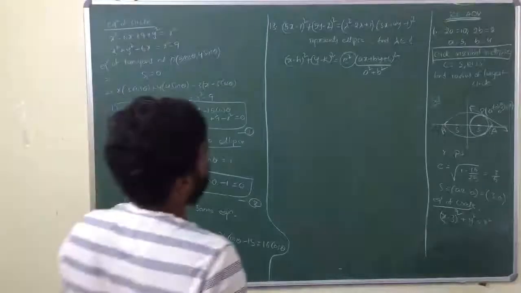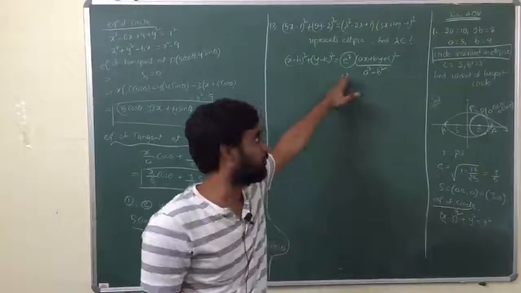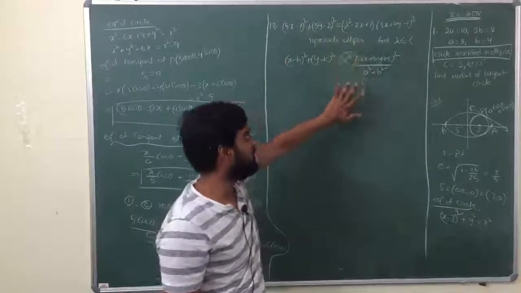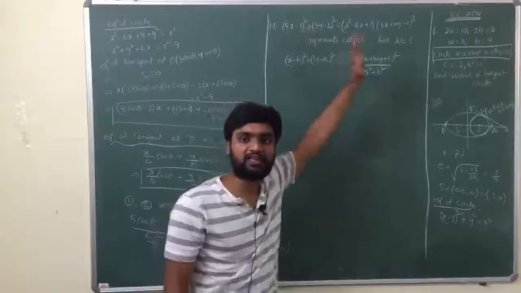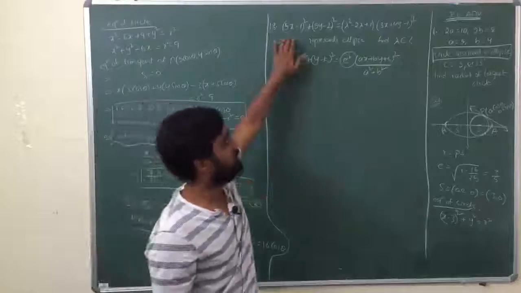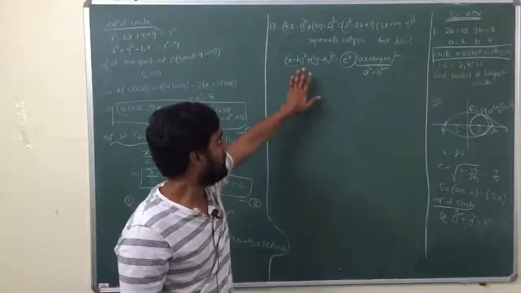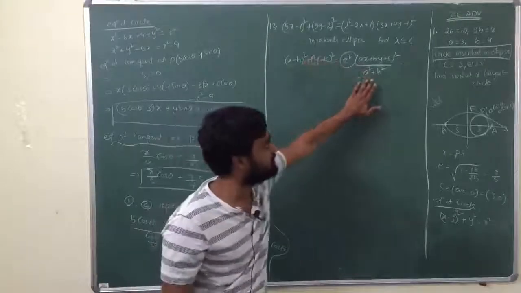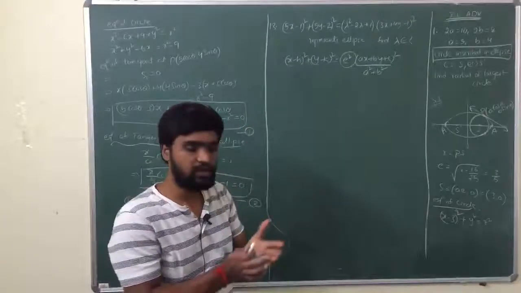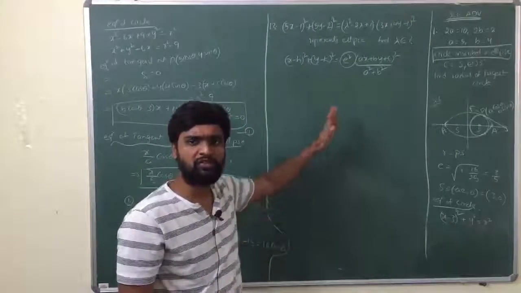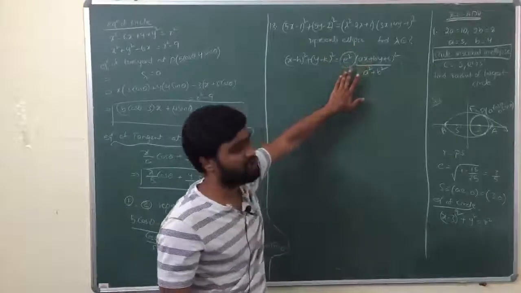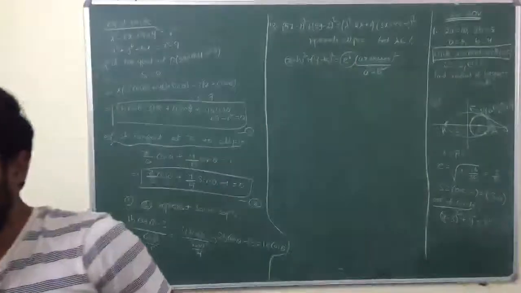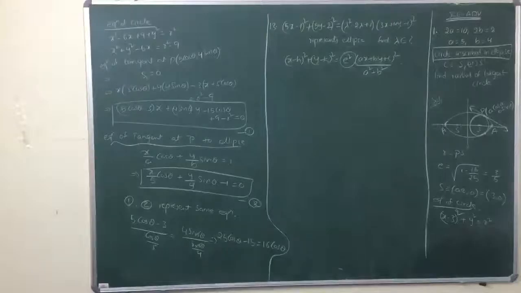See, if e is equal to 1, then it is a parabola. If e is less than 1, ellipse. If e is greater than 1, hyperbola. The general equation of every conic is the same: the ratio of the distance from the focus and the distance from the directrix is constant. That is the definition of a conic. So depending on the value of e, it will be a parabola, ellipse or hyperbola. Now the question says it is an ellipse, so e should be less than 1.